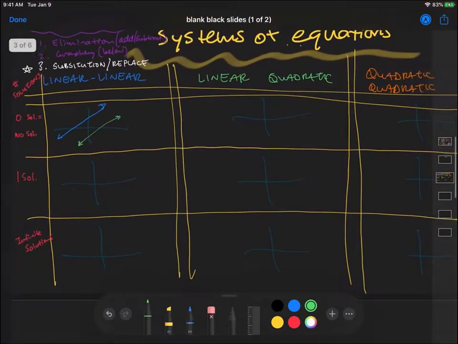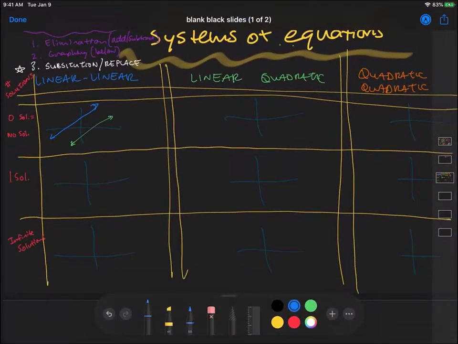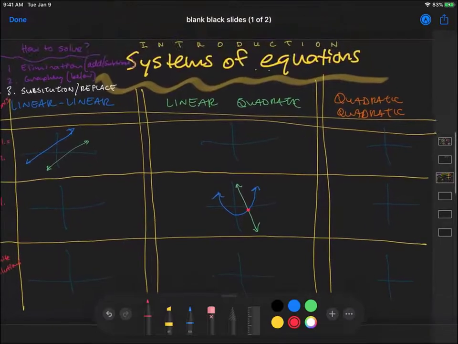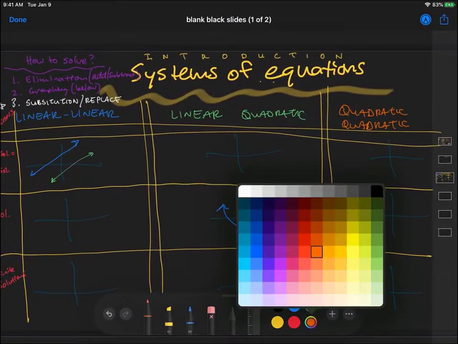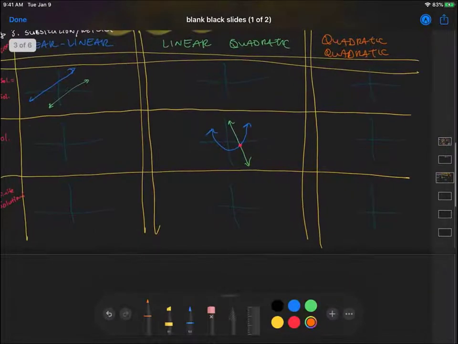Let's try a linear and quadratic that has one solution. We could draw a quadratic here, and let's say that goes this way. So then our intersection, the one solution, would be that red dot. And let's go ahead and try a quadratic and a quadratic. Let's try orange. And we're trying to get an infinite amount of solutions.